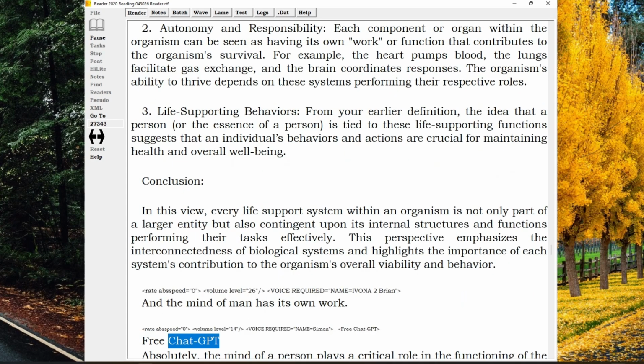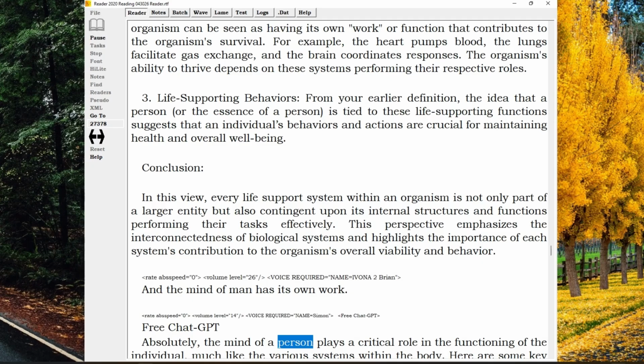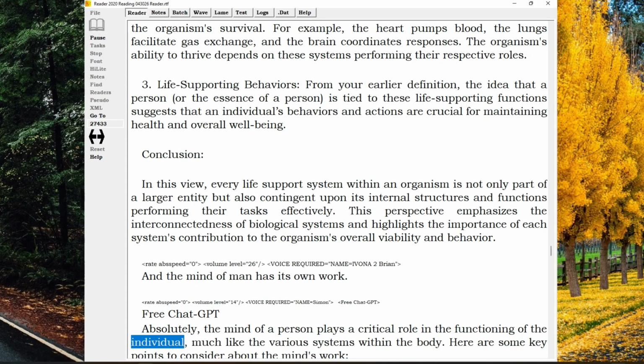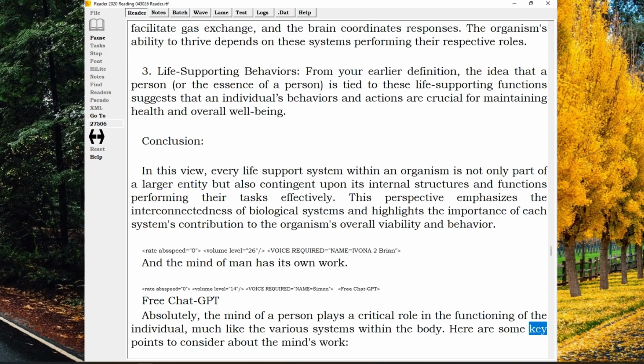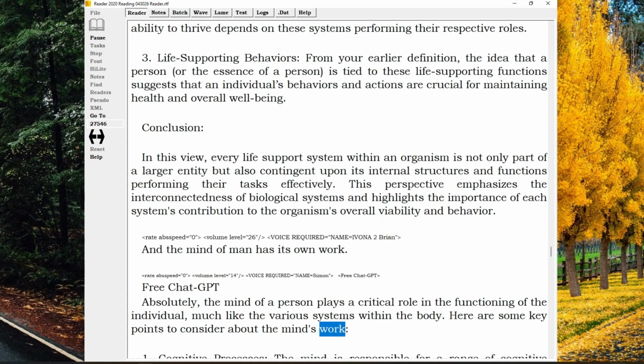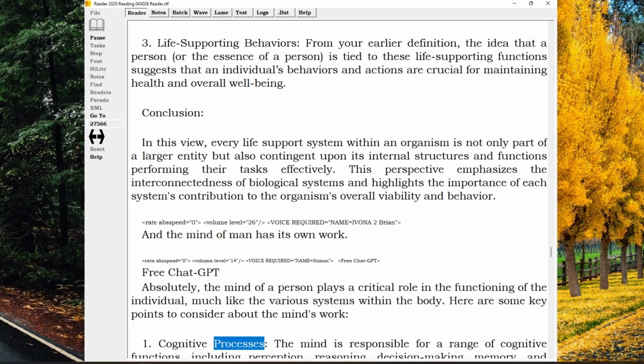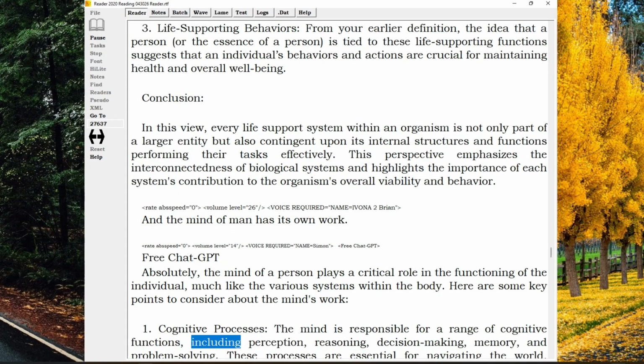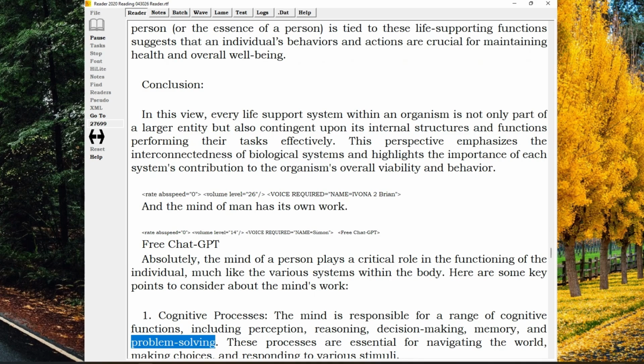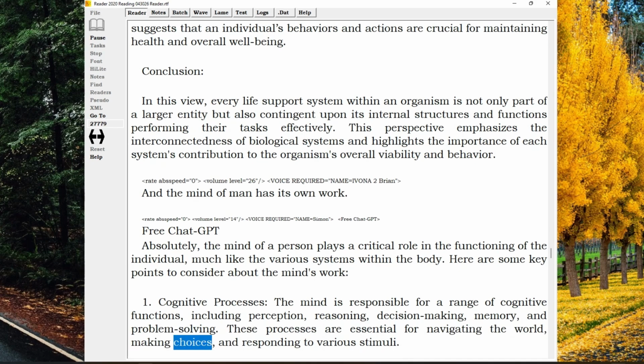Free Chat GPT. Absolutely. The mind of a person plays a critical role in the functioning of the individual, much like the various systems within the body. Here are some key points to consider about the mind's work. 1. Cognitive processes. The mind is responsible for a range of cognitive functions, including perception, reasoning, decision-making, memory, and problem-solving. These processes are essential for navigating the world, making choices, and responding to various stimuli.